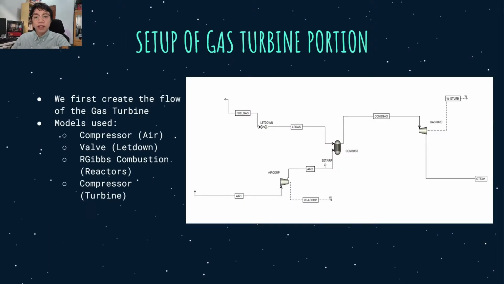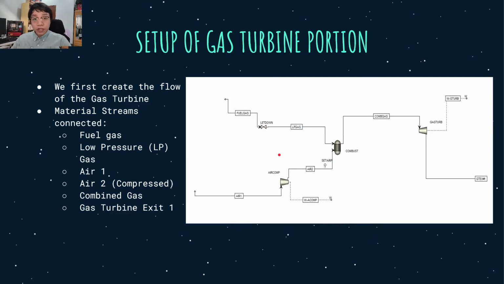So to set up the gas turbine, we're going to put some models onto our simulation tab. Some of the models that we've used are an air compressor and a letdown valve, an R-Gibbs combustor from the reactors tab on our model palette, and another compressor, but this time it's flipped and it's for the turbine.